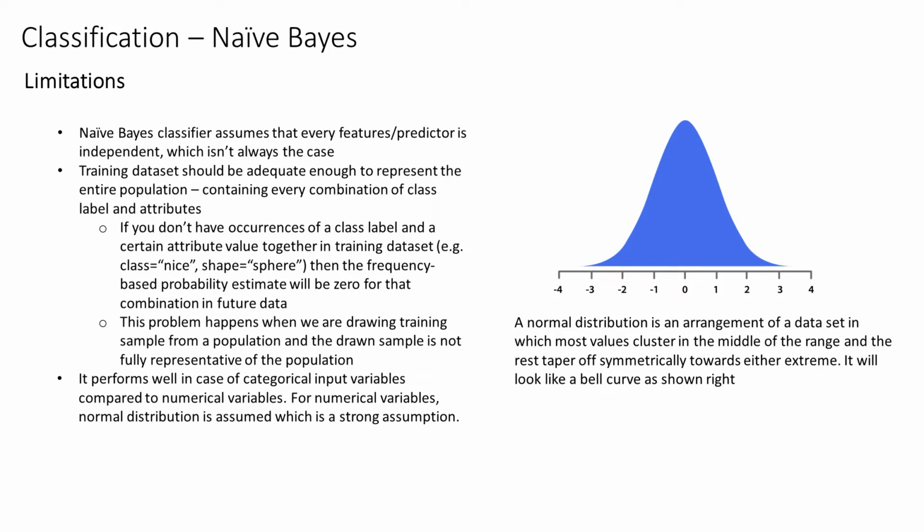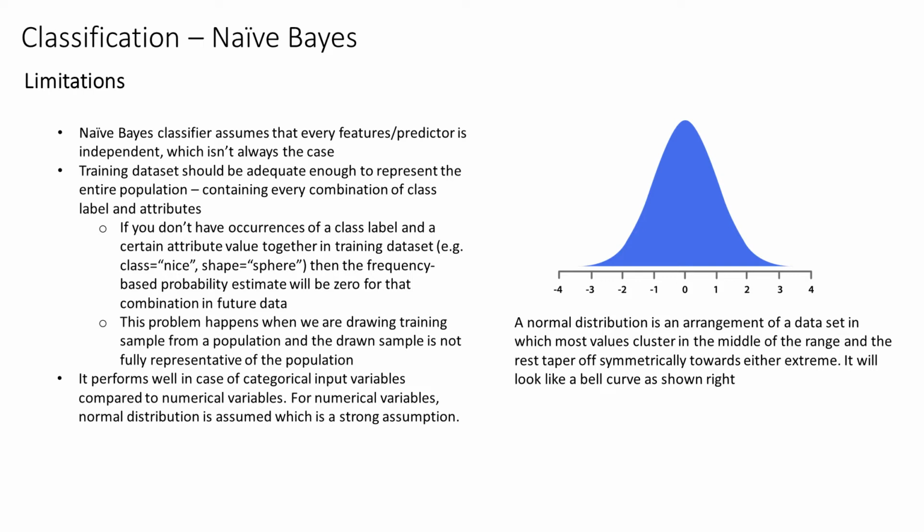First, this technique assumes that every feature predictor is independent, which isn't always the case. Secondly, the training dataset should be adequate enough to represent the entire population, containing every combination of class label and attribute. If you don't have the occurrence of a class label and a certain attribute value together in the training dataset, then the frequency-based probability estimate will be 0 for that combination in future data.